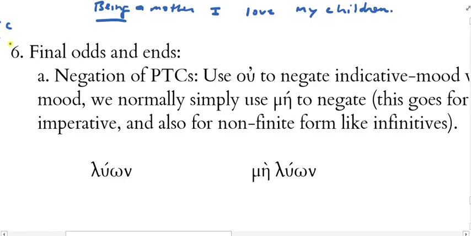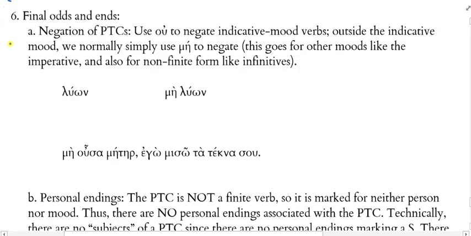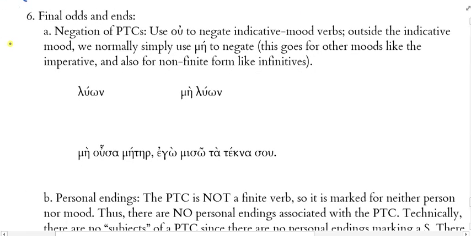Okay, so some final odds and ends here. How do we negate participles? Well, let's remind ourselves, how do we negate indicative verb forms like what we've been doing from chapter 16 through 25? What do we put in front of a verb? Ou, or ouk, right? Ouk is just an alternate form for ou. And that's what we use for negating indicative mood forms.